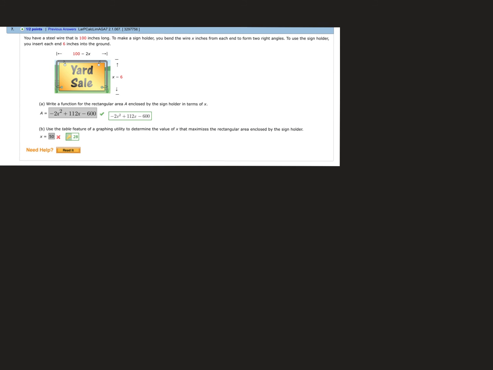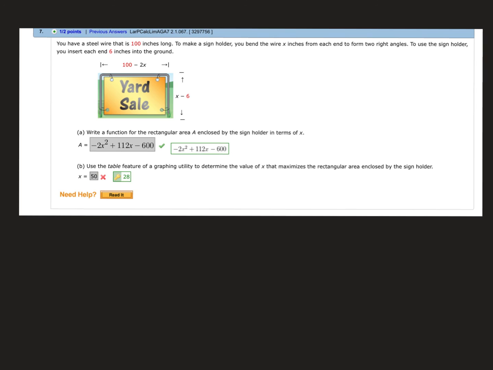Then this question came up in the homework. So it says you have a steel wire that's 100 inches long. To make a sign holder, you bend the wire x inches from each end to form 2 right angles. To use the sign holder, you insert each end 6 inches into the ground. Write a function for the rectangular area A enclosed by the sign holder in terms of x.